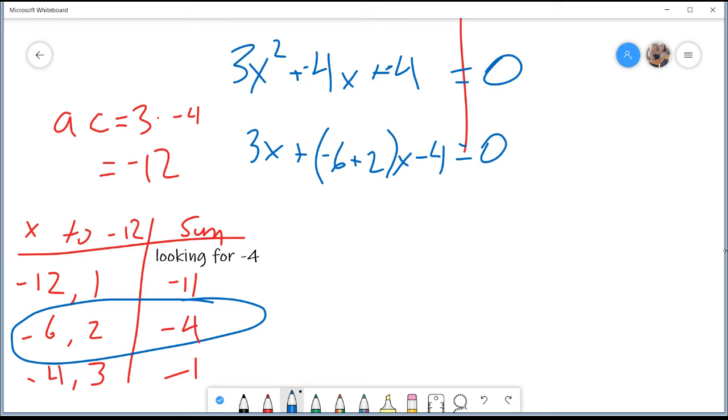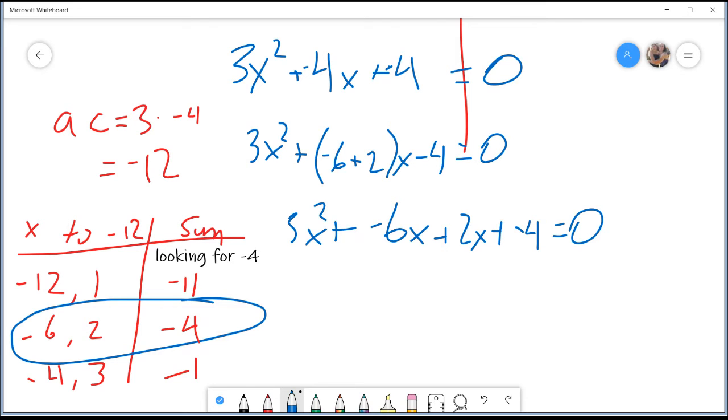Our next step is going to be to distribute the x to both of these terms inside the parentheses. So we're going to multiply by each. We have 3x squared plus negative 6x plus 2x plus negative 4 equals 0. Now we're going to group the terms into 2 groups. I'm just going to go with that to start. Maybe I'll have to change it later.